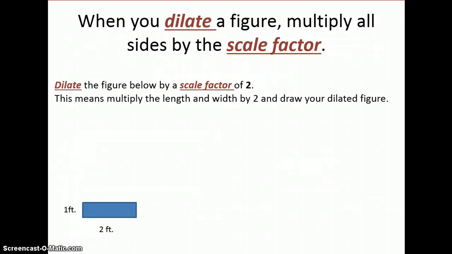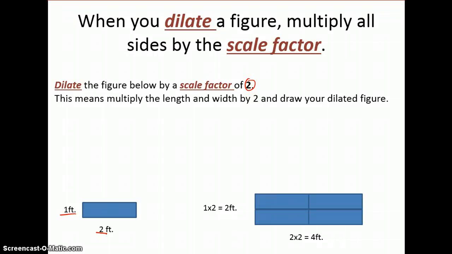When you dilate a figure, you really just multiply all sides by the scale factor. So what are you creating? You should be creating similar figures. If I wanted to dilate the figure below by a scale factor of 2, that means I would have to multiply the length and the width by 2 and then draw my dilated figure. So I would take my length 1 times 2, which gives me 2 feet, and my width 2, and multiply that by 2, because that's my scale factor. That was given, which is how I got the 2, and that gives me 4 feet. So when I redraw my figure, it's 2 feet tall, 4 feet wide.